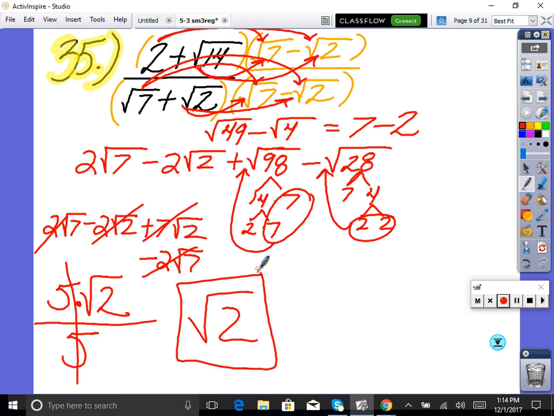Yes? Marco, yes? Because you have to multiply by the conjugate. Not opposite. Conjugate means change the sign in between. So if you mean opposite sign in between, yes.